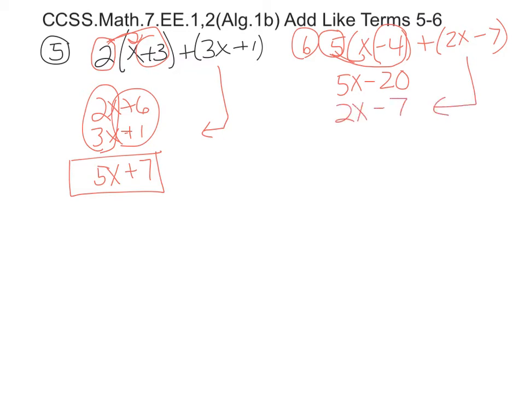The x's are lined up, and the numbers are lined up, and so it is adding. So the same signs here, we get 7x. Same signs, we add them up, keep the sign, we get negative 27.